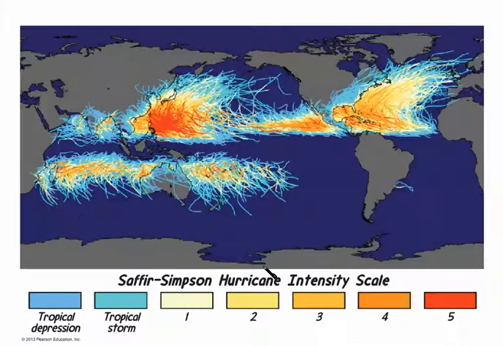Hi class, I'd like to do a quick review video about Chapter 11 and hurricanes. So first let's have a look at this world map that's showing the tracks and intensities of about 150 years of tropical cyclones globally.